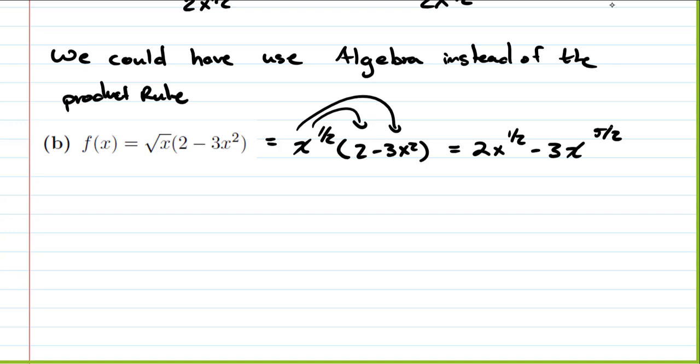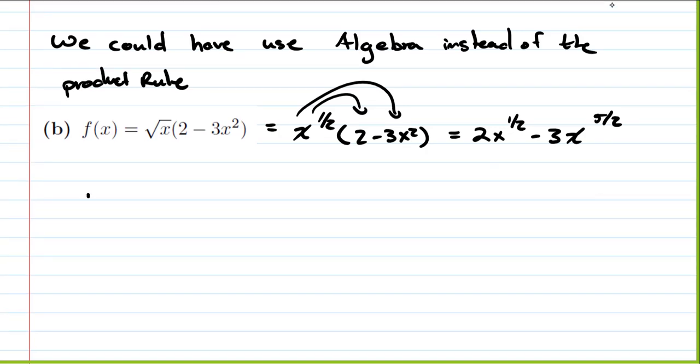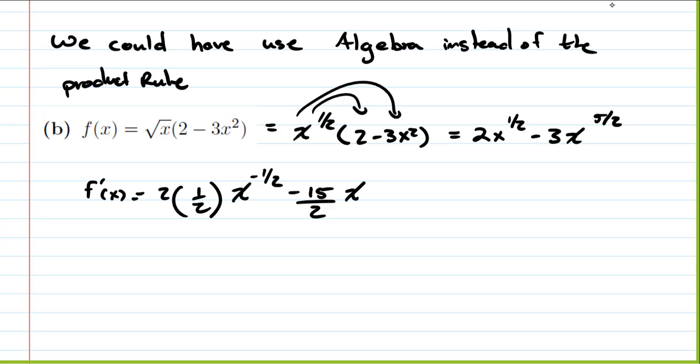Well, now, instead of using product rule, what rule can I use? Just the regular old power rule. So to find my derivative, f prime of x, I bring my exponent down in front, so I have 2 times 1/2, and 1/2 take away 1 is x to the negative 1/2, minus 3 times 5/2 is negative 15 over 2, and then I subtract 1 from my exponent, I get x to the 3/2.